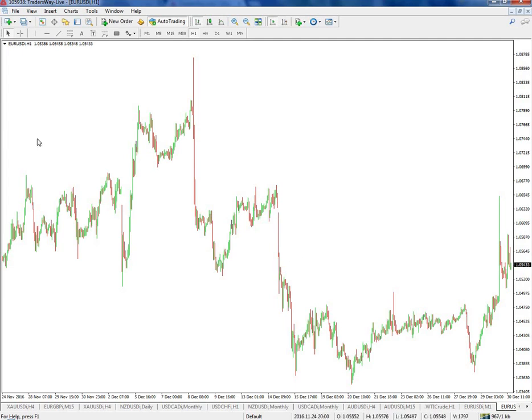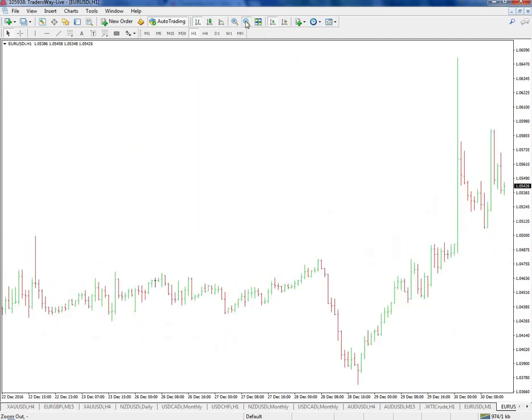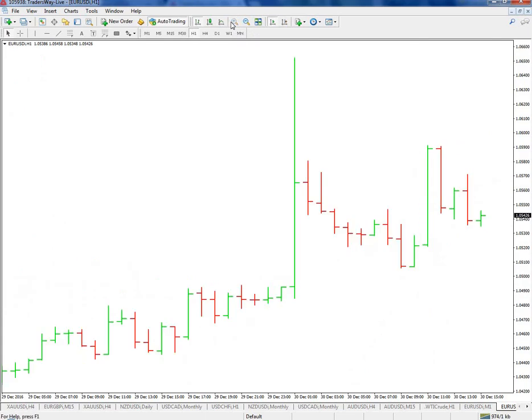The third thing you're going to do is zoom in a little bit. You see right up here, it should be two magnifying glasses. One should have the positive sign, one should have the negative sign. The positive sign simply means that you can zoom in, and the negative sign simply means that you can zoom out.